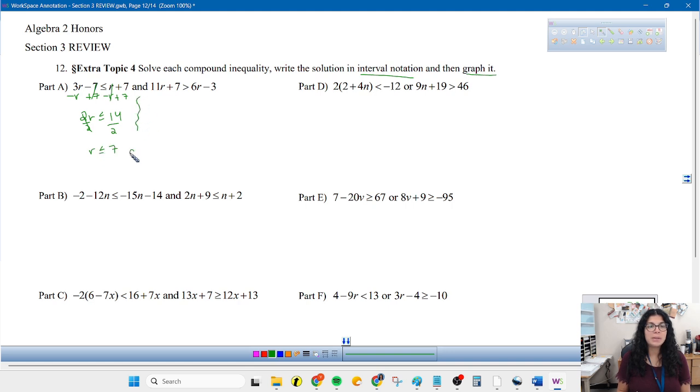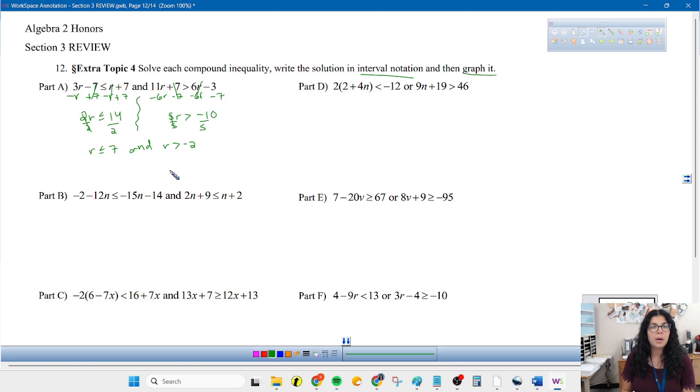The word in the middle here is and. On the right inequality, we're going to subtract 6r and subtract 7. So now we have 5r is greater than negative 10. And then divide by 5, we get that r is greater than negative 2.